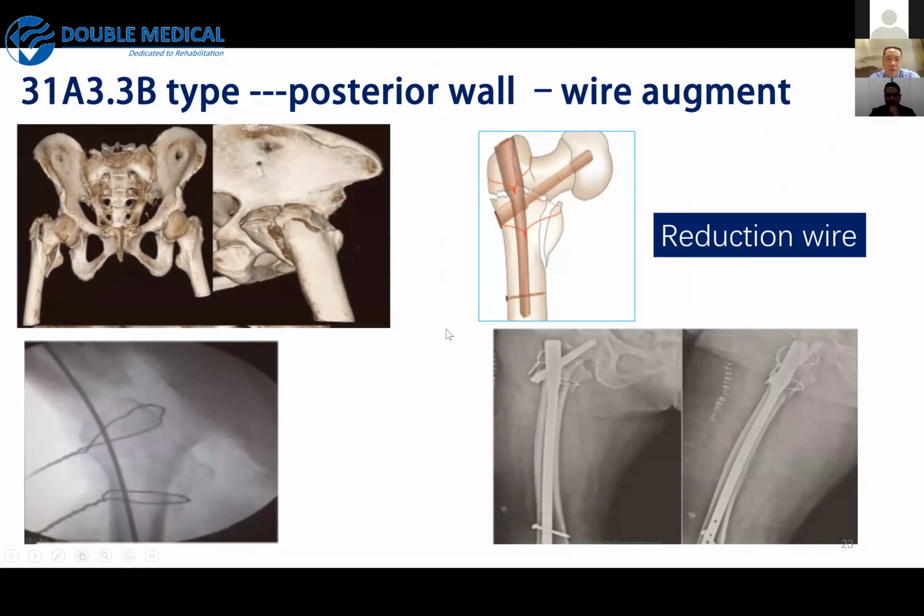This is another example for the wire augment. You can also put in two wires. One is for the posterior wall and the lateral wall fragment. The other is for the lateral trochanter.